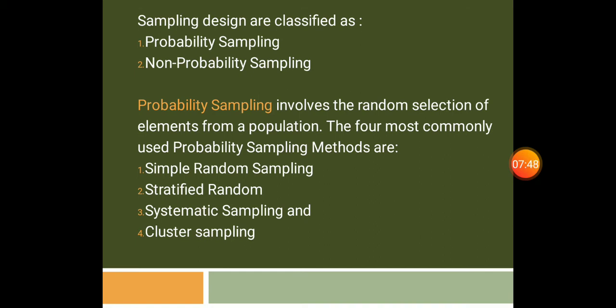So there are 4 methods in probability sampling. The first is simple random sampling. The second is stratified random sampling. Third is systematic sampling, and the last one is cluster sampling. Now we will go into detail with each of these sampling techniques.